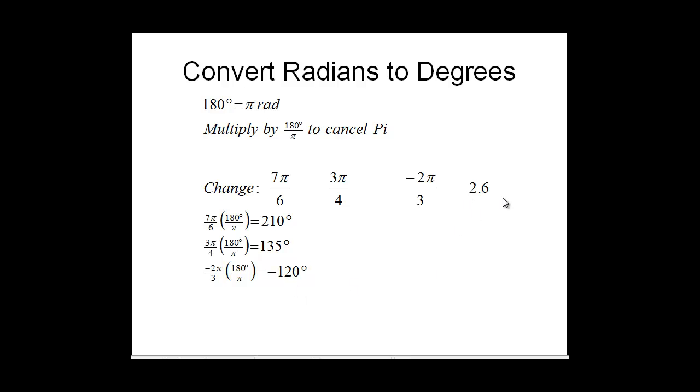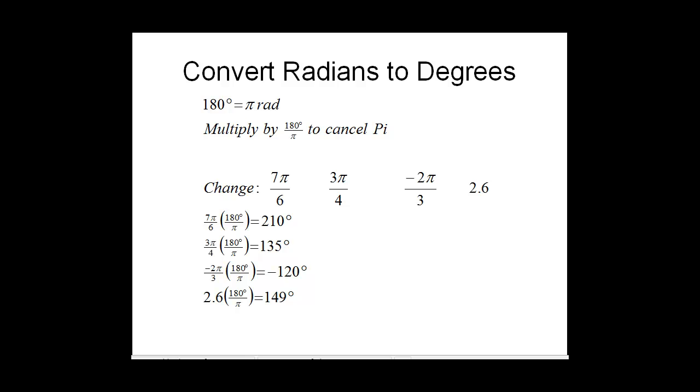But you can also multiply 2.6. Don't forget there's no degree symbol here. It's just 2.6. That's the key to know you're not in degrees, you're in radians. There's no degree symbol, so you're going to multiply by the same fraction, 180 over pi, and you're going to get some decimal. In this case, it was 148.98 or something, so it just rounded off to 149. So you can just multiply and leave the decimal.